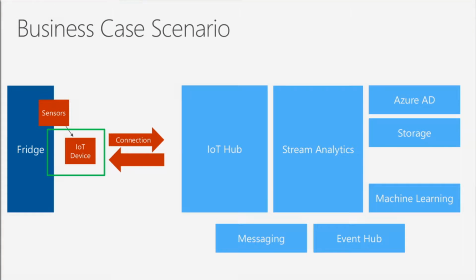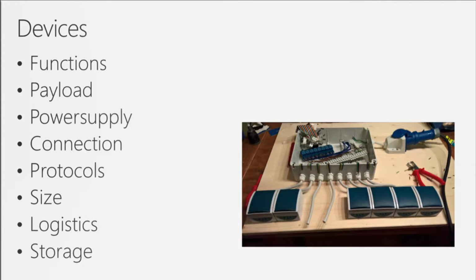First of all, the devices. So we have some IoT devices which are necessary for this. And there are some problems. First of all, which functions are necessary for these devices? How is the payload of the device? How can we maintain the power supply? Because sometimes there is no power supply for this device. We have to use a battery or whatever. Then the connection is a big problem. Then the protocols we use, the size of the device, how we can bring it to the fridge, the logistic problems, and then the storage of the device. Where can we store it?